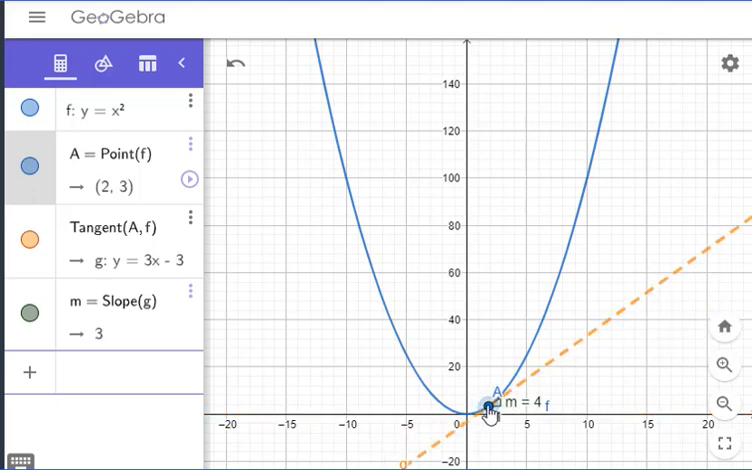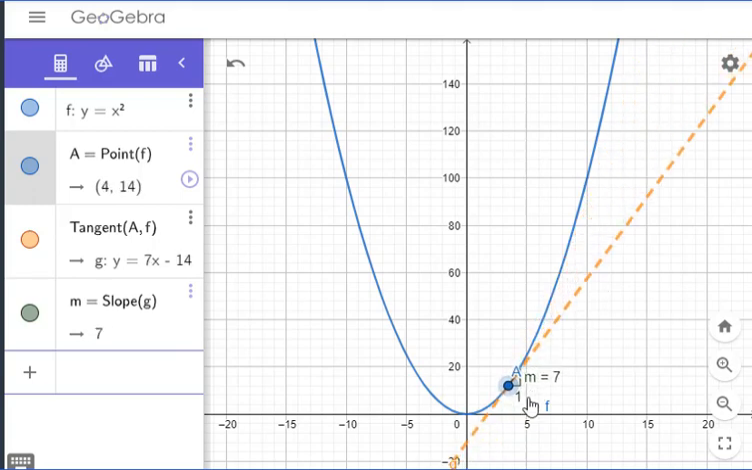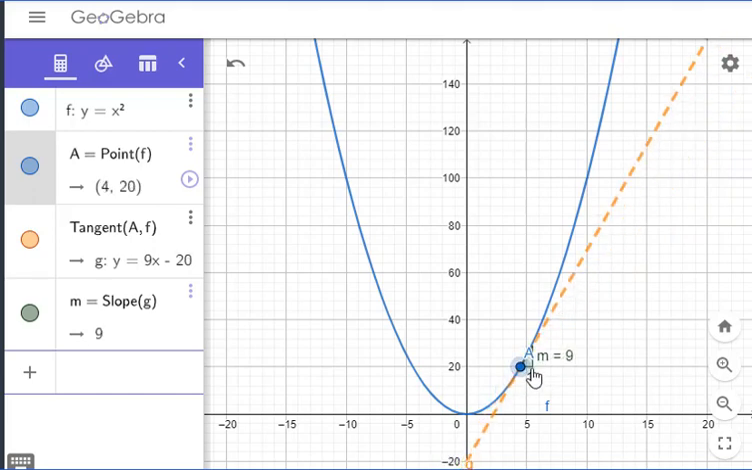When x is greater than 0, you can see the slope of the tangent line is positive. For this interval, x greater than 0, the graph of y equals x squared is an increasing function.